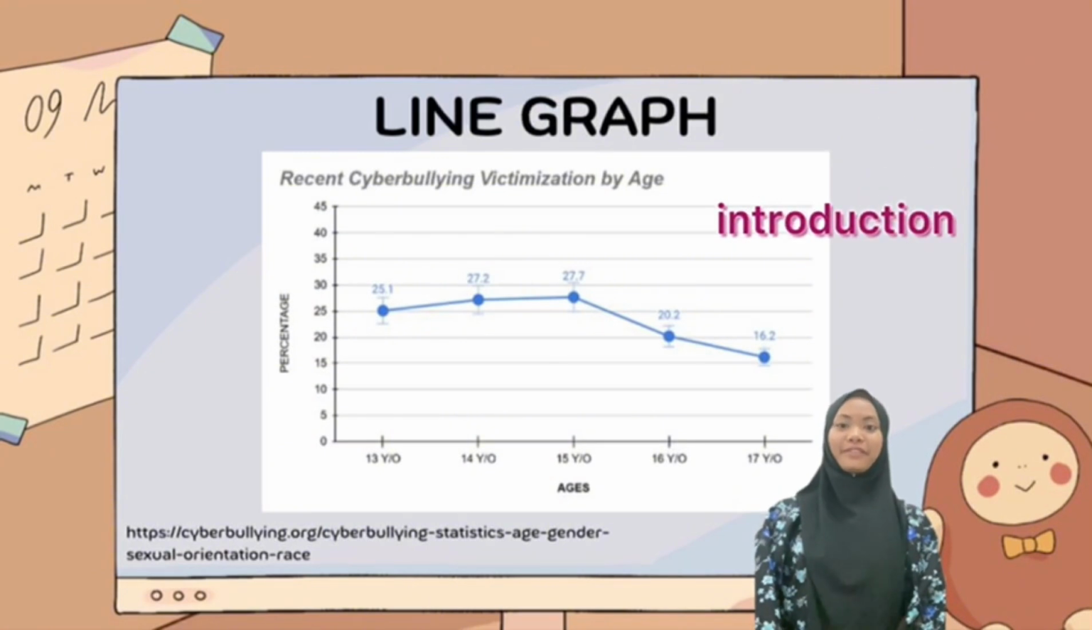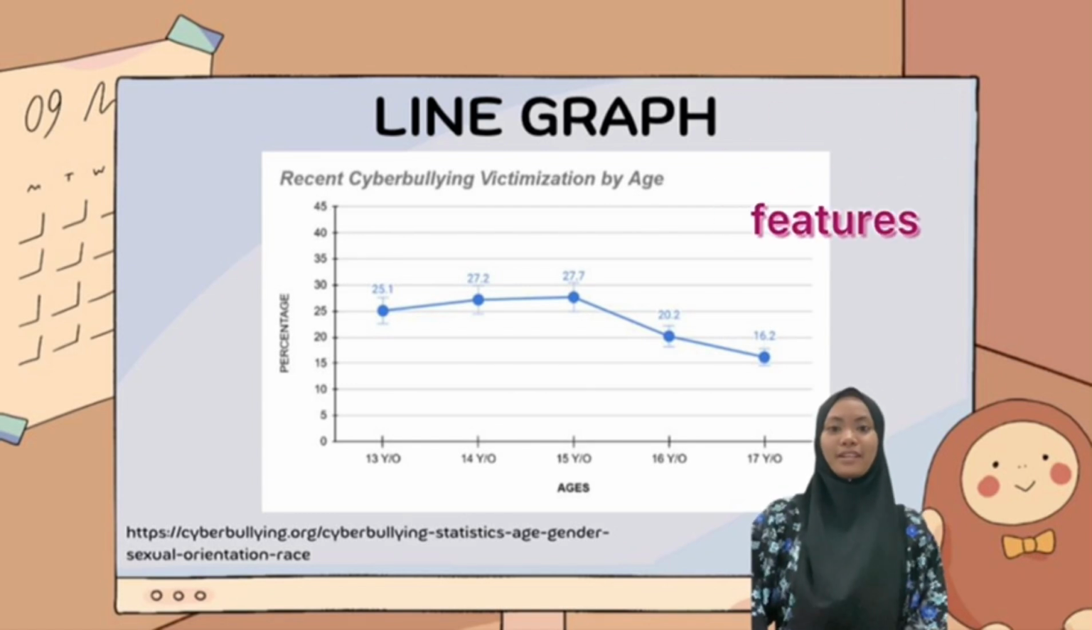I am going to present a line graph and bar graph. The first graph is a line graph and it shows the result of cyberbullying victimization, with data collected from a variety of ages. The second element of the line graph is features. It covers ages from 13 to 17 years old, and the percentage shows the frequency of cyberbullying by age.